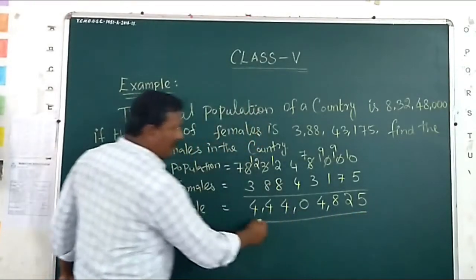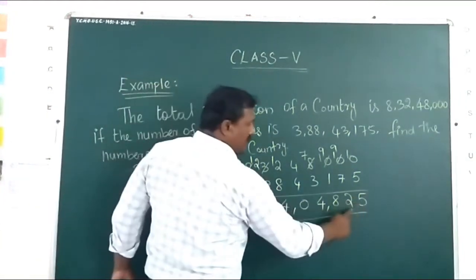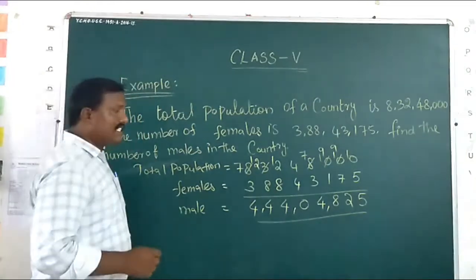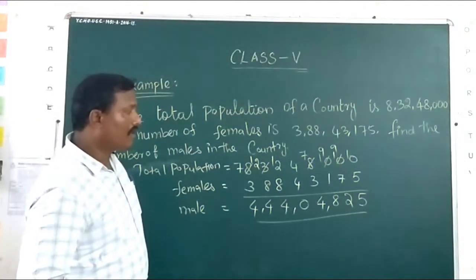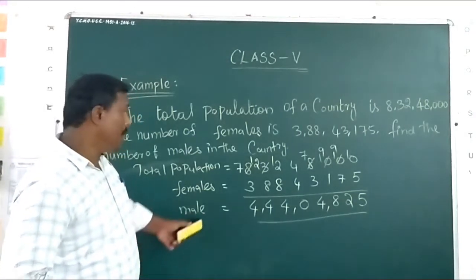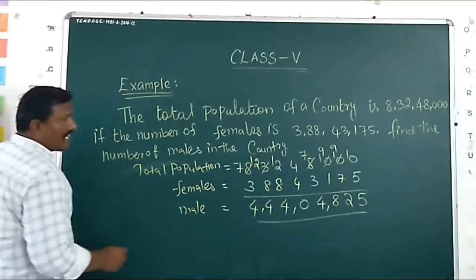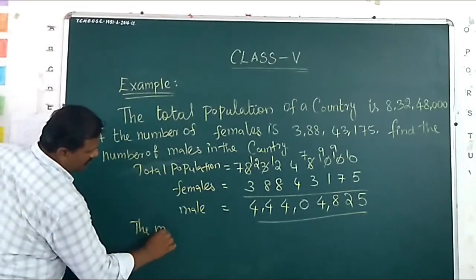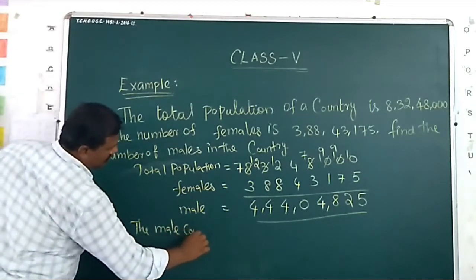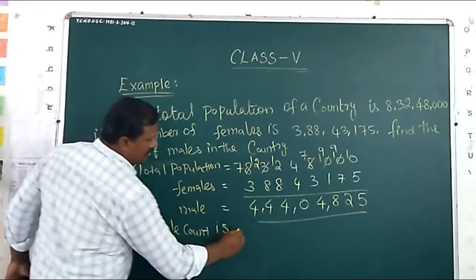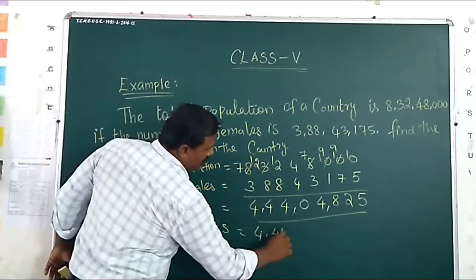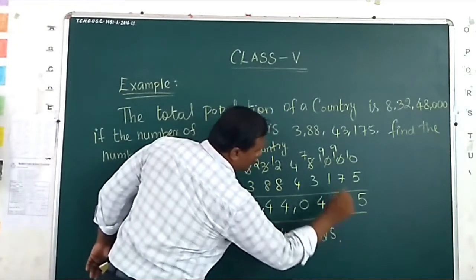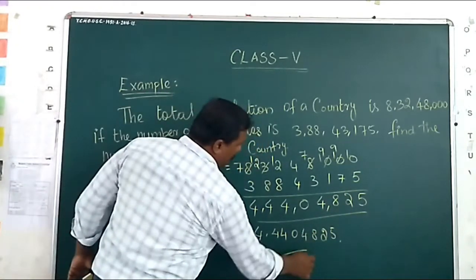So what is the male count? 4 crore, 44 lakhs, 4,825 is the male count. So finally we can write: the male count is 4 crore, 44 lakhs, 4,825. So this is the answer.